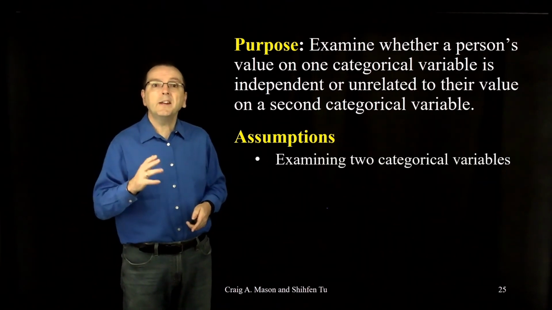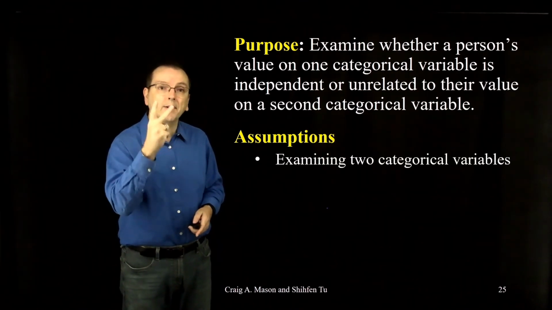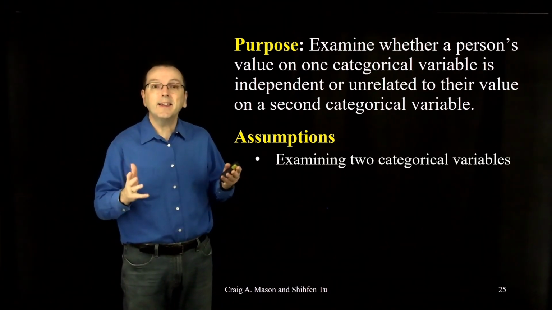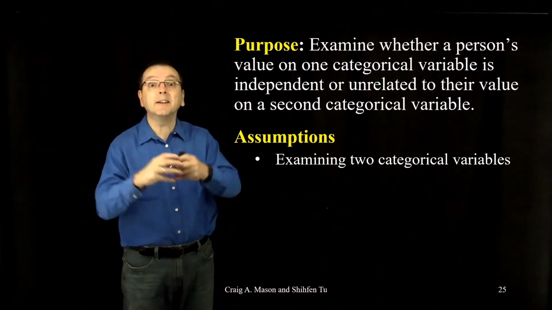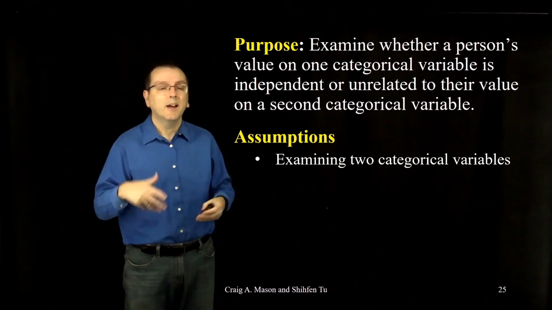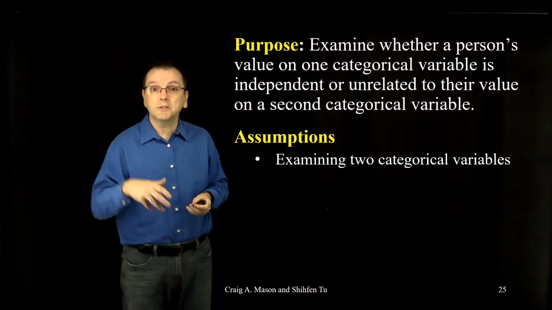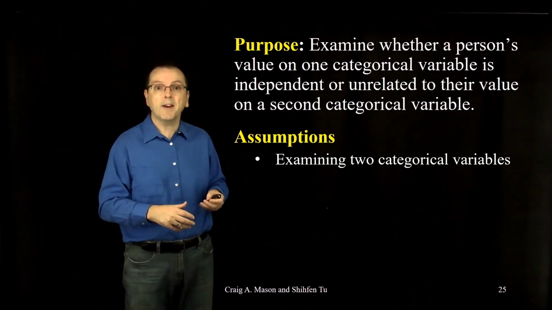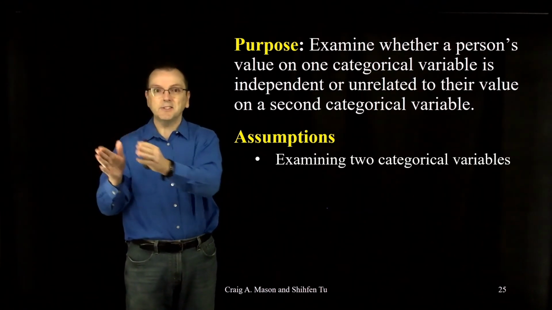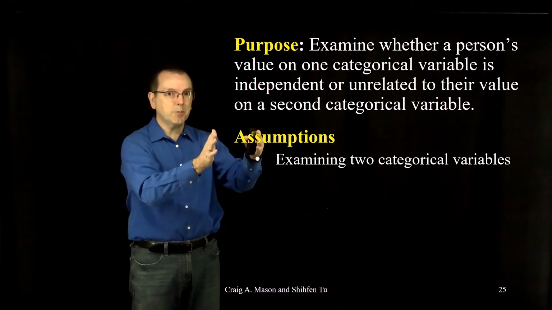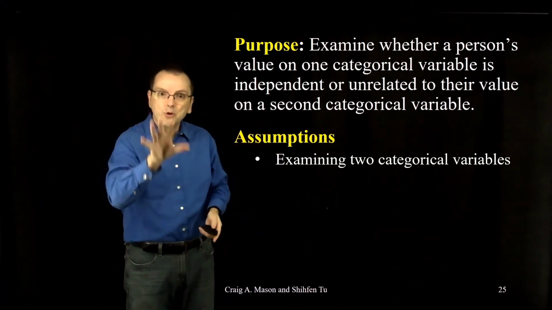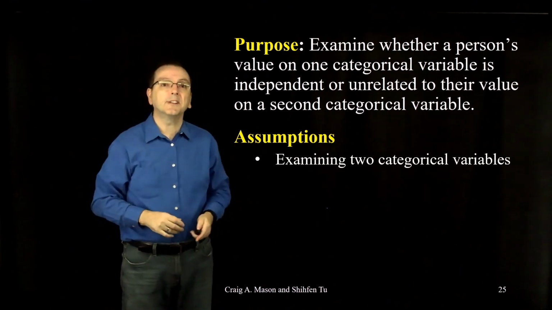First, we need to be examining two categorical variables. Now, these could have been continuous variables, such as standardized scores of a reading assessment that were transformed into categories such as advanced, proficient, partially proficient, or not proficient. But they need to be categories for this analysis.